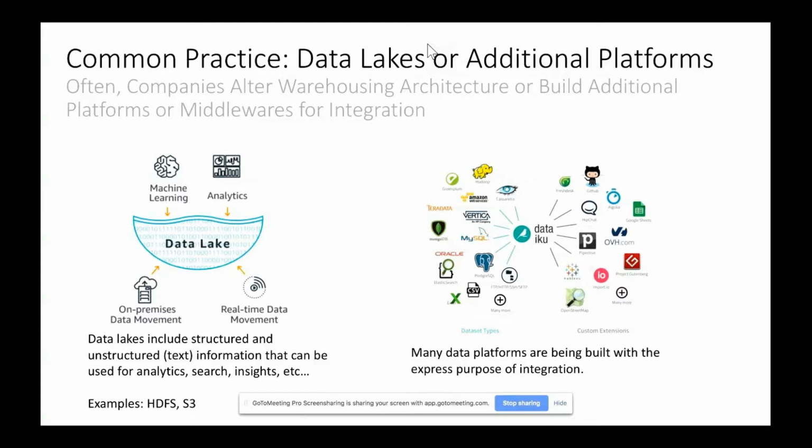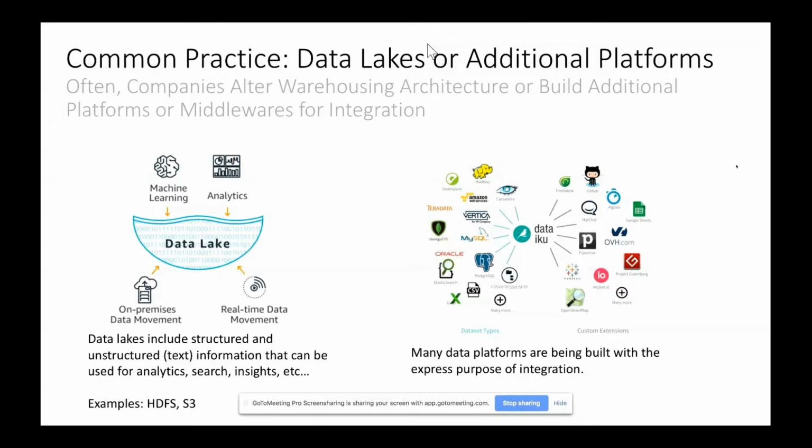Also, there's a lot of platforms and services, many of which we work with. Dataiku over here being a good example of platforms that allow you to integrate data from a number of different sources and then perform centralized analytics on it, which has been greatly useful as well.